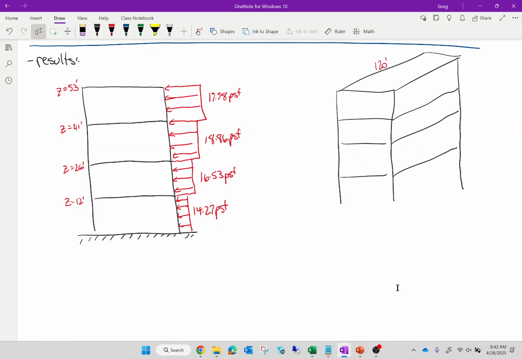I'll call that the center of rigidity. In other words, as wind hits the building, you can idealize all the wind forces as hitting that point right there. Okay?